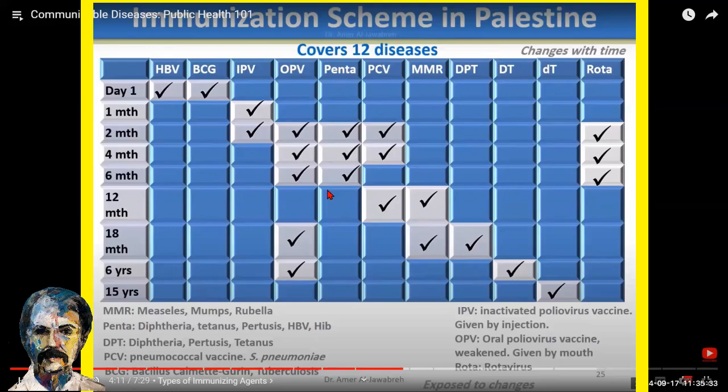This is the Palestinian scheme. Protects you from around 12 diseases or so. Yes? Now let's look at the Israeli one, the Hebrew, I call it.